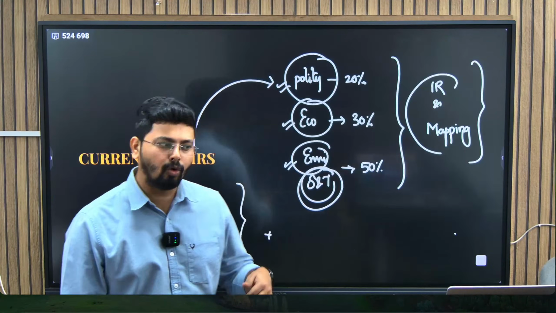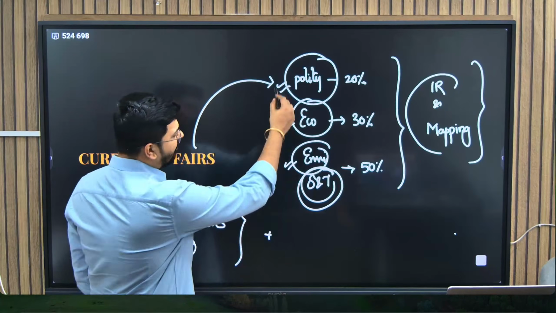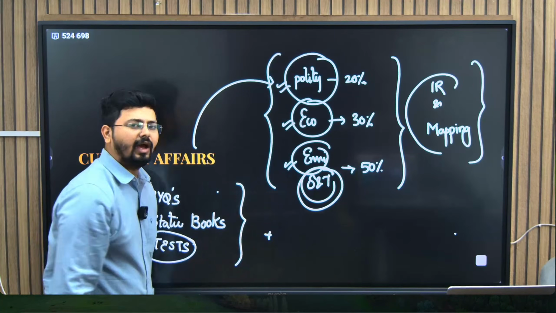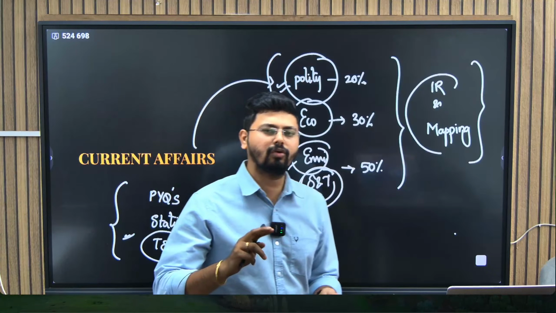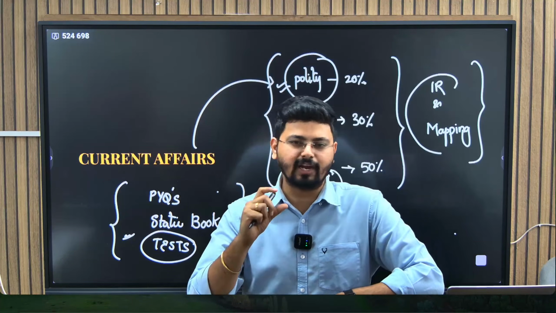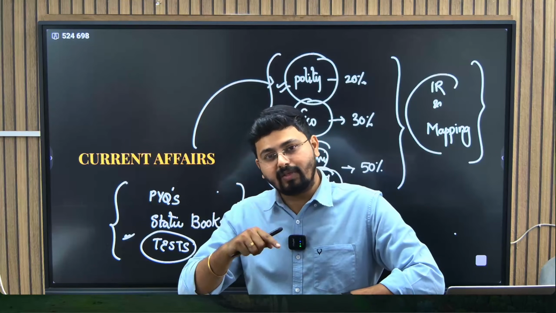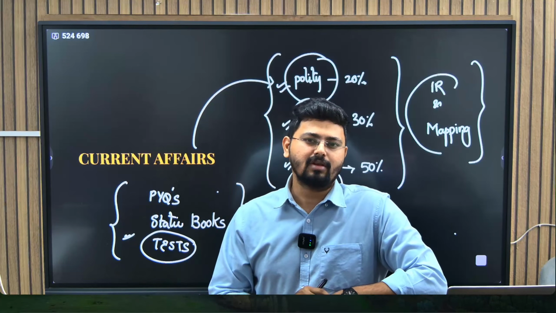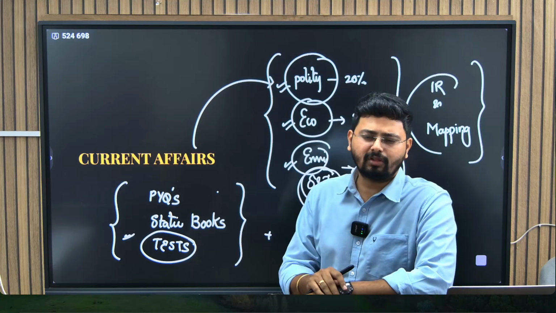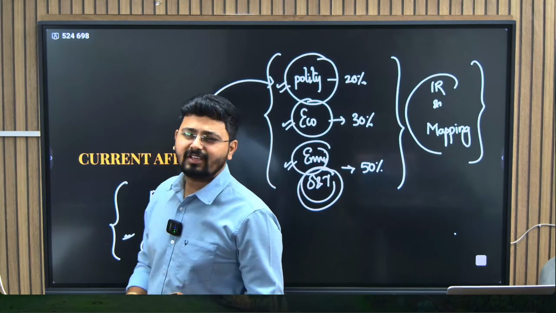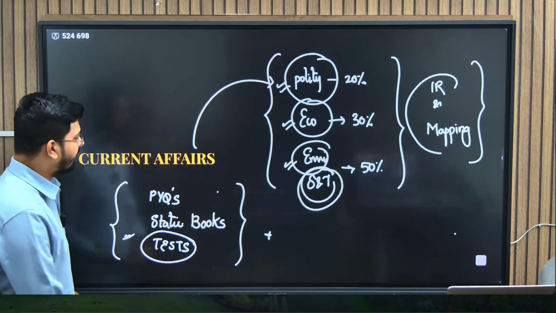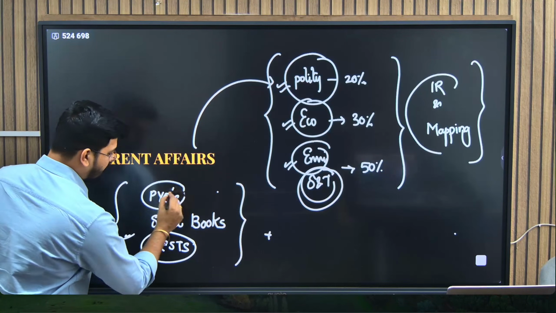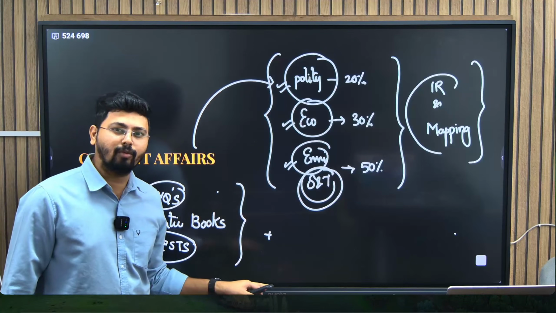Somebody who is interested in the more dynamic part can cover the current affairs first, and then go for other things. Some of the students do it in a different way: they take a topic from current affairs, and from there they try to cover the static. So it can be done in both ways, but what is conventionally followed by all the toppers is first solving PYQs, then covering the static books.